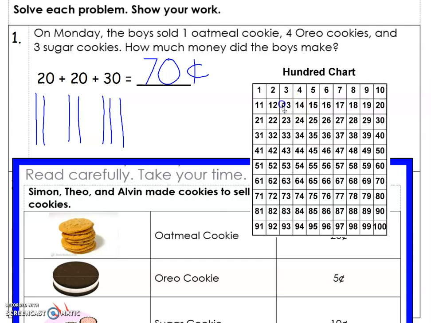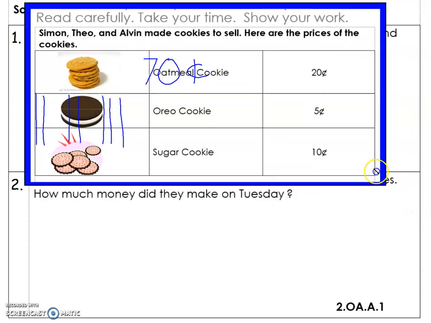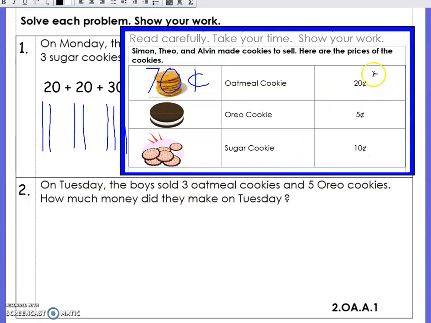Okay, well, let's go ahead and look at what happened on Tuesday. So I think it's not going to go over, but that's okay. All right, so pull this over here. Tuesday, the boys sold 3 oatmeal cookies, 5 Oreo cookies. How much money did they make on Tuesday? So let's go ahead and start writing our equation. So we know 3 oatmeal cookies. All right, so 20 plus 20 plus 20. Now, if you're looking at this, you can already start to skip count. I can skip count my tens. There are no ones. So 2, 4, 6 groups of 10, which is 60. So I know 20, 40, 60. This is going to equal 60 cents, but we'll come back to that.